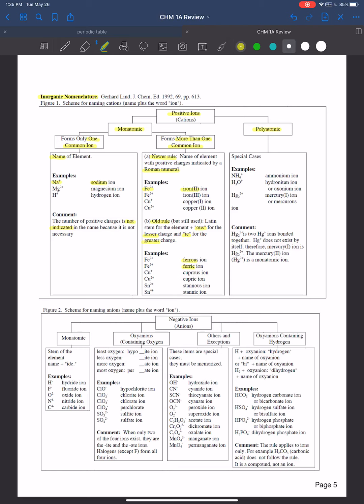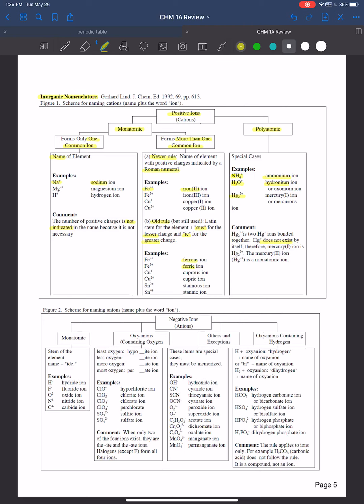There are also some special cases, the polyatomic cations, and these you'll need to learn. For example, ammonium is the name of NH4+. Hydronium is the name for H3O+, and these are very commonly used in general chemistry. There's also the mercury(I) ion, which doesn't exist as a monoatomic ion; it's actually two Hg+ ions bonded together, Hg2 2+.